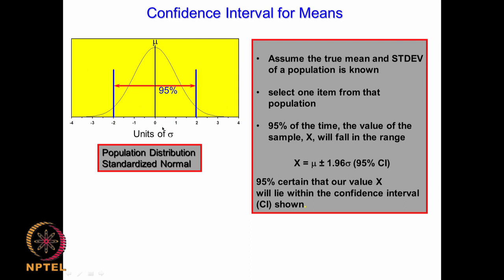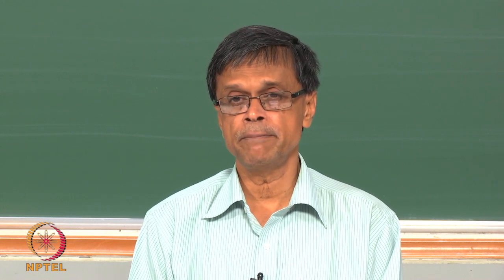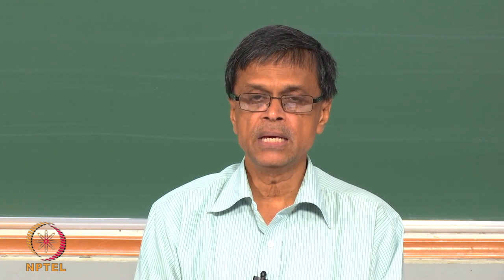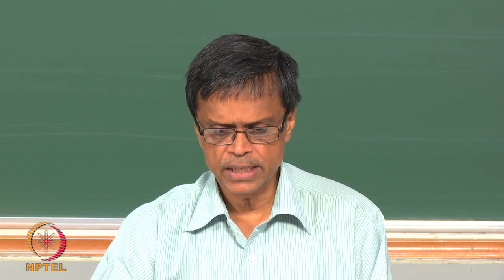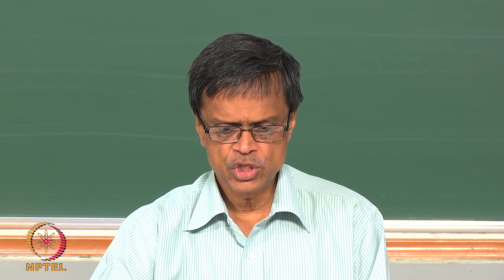Okay, so when we have a data set, I know the global population mean and standard deviation, and then I suppose I take one sample from it. As I mentioned a long time back, it is very difficult to take the entire population for sampling, but normally we take only 1 or 2 samples, okay. So I take only one out of this, and 95% of the time it will fall within this region.